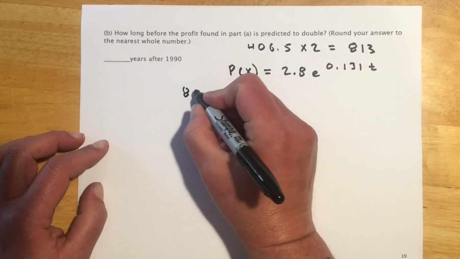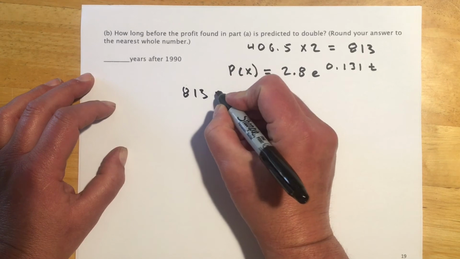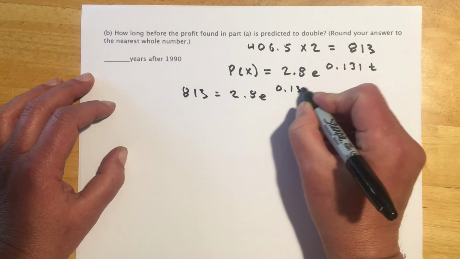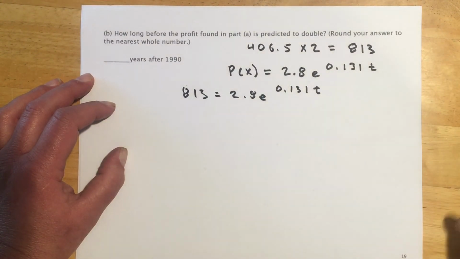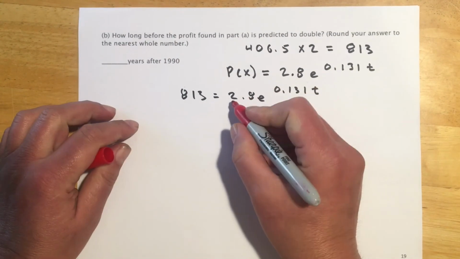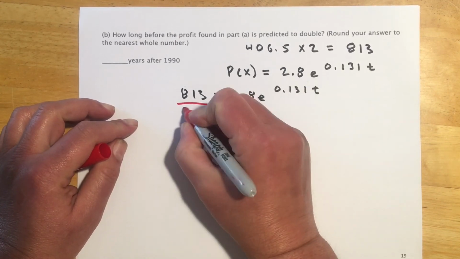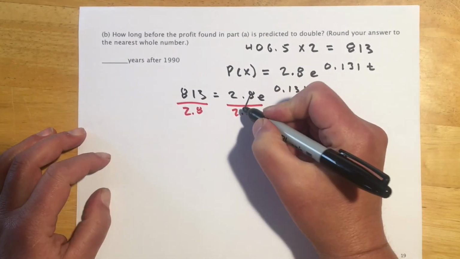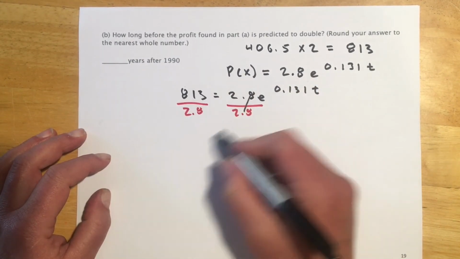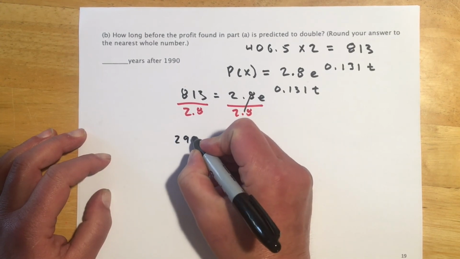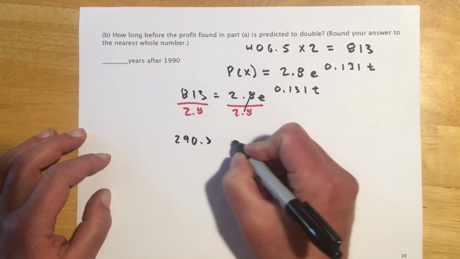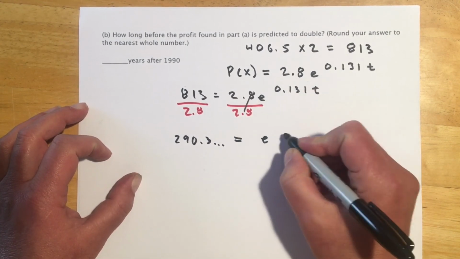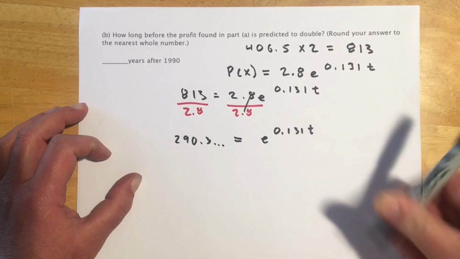So we're just going to have 813 equals this side. And now we're solving for t. So the first thing I'll do is divide over this 2.8 and get that out of the way. And I think this makes one of those not nice numbers. So it's like 290.3, and then it just kind of keeps going from there. That equals e to the 0.131t.